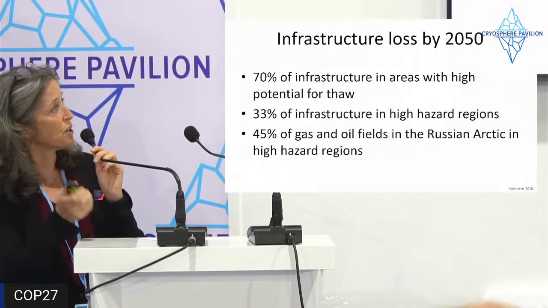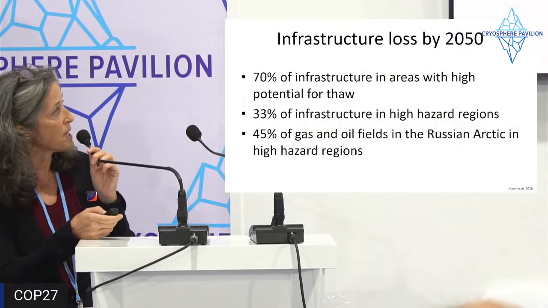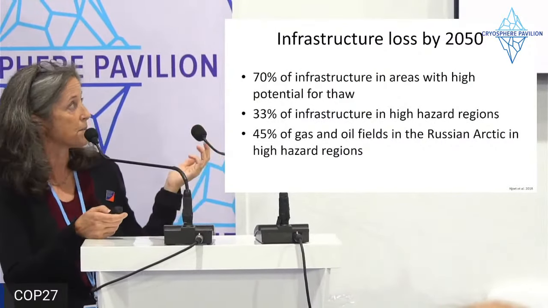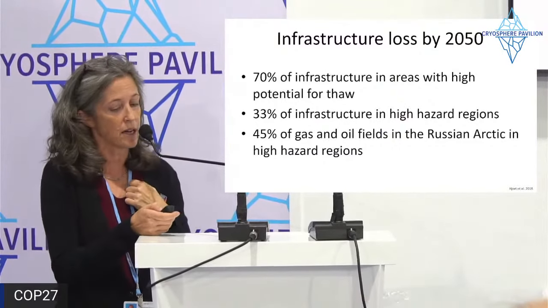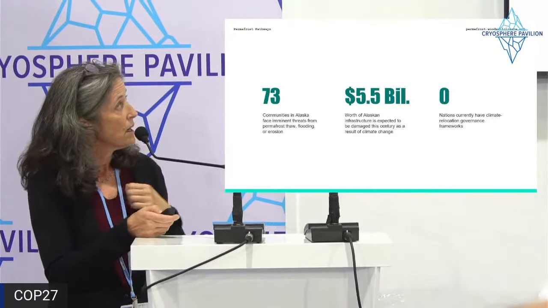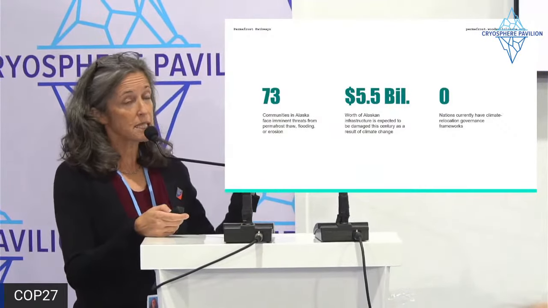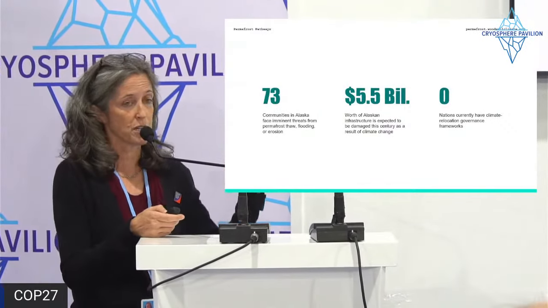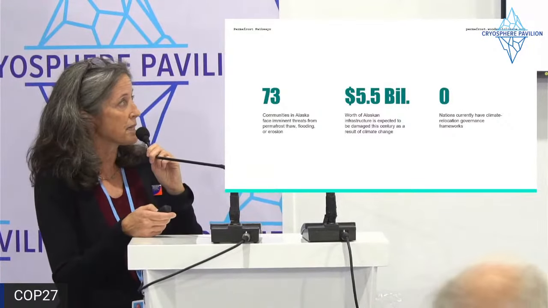There are significant impacts to infrastructure. 70% of infrastructure in the northern region is in areas with high potential for thaw, and 30% is in high hazard areas. A high hazard area is one with abrupt ground collapse. 45% of gas and oil fields in the Russian Arctic are in high hazard areas. In Alaska alone, at least 73 communities are facing imminent threats from permafrost thaw, flooding, and erosion, with about $5.5 billion in economic impact.